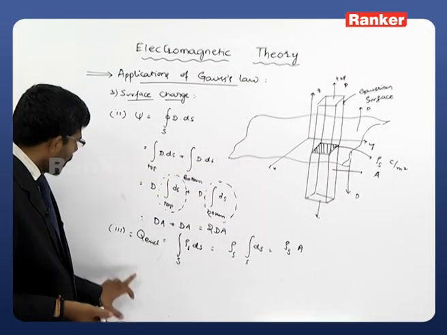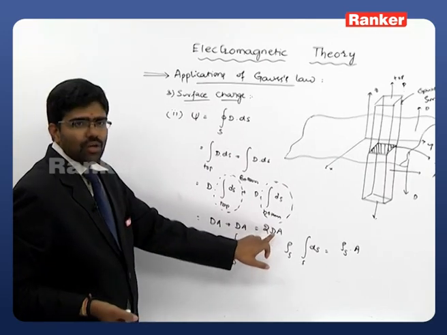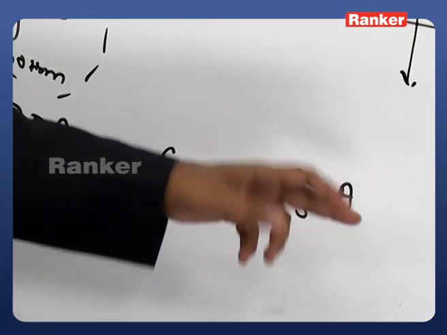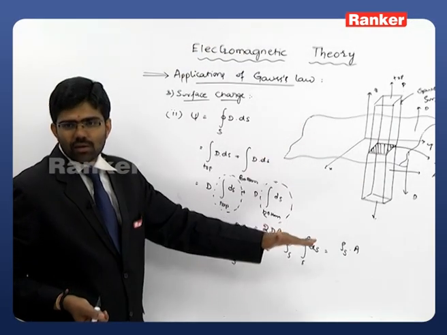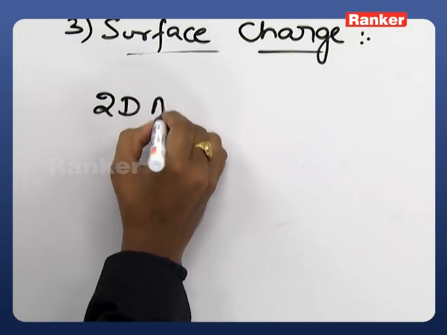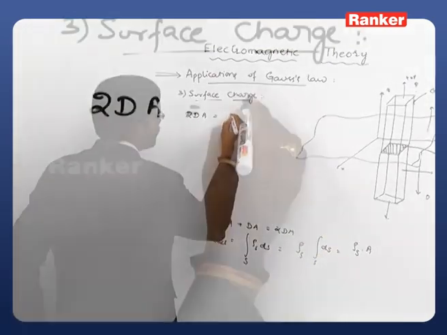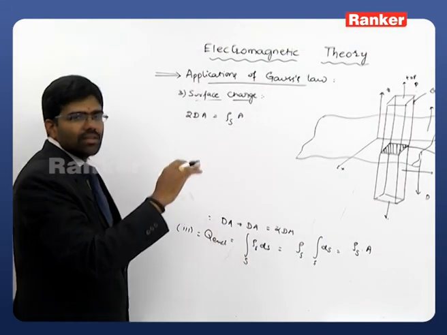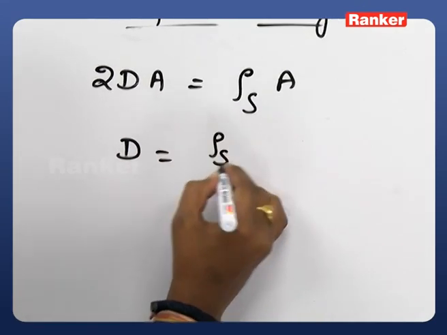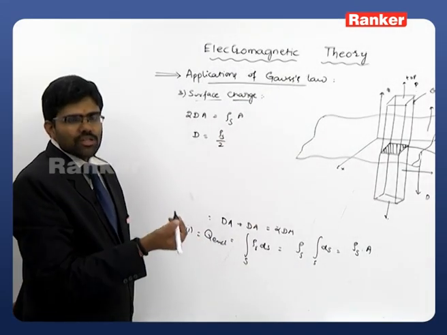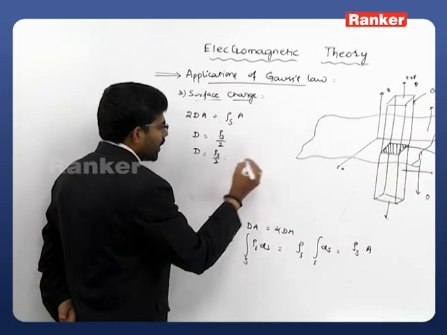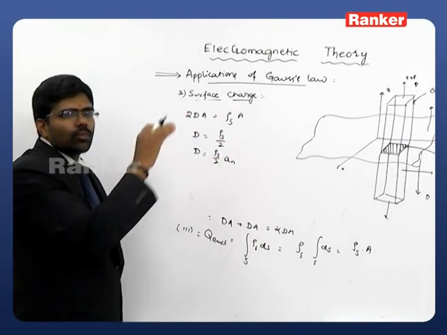Just observe here, this is the total flux leaving through the surface, 2DA. This is the total charge enclosed, which is equal to rho s into A. So as per our Gauss law, the total flux leaving is equal to the charge enclosed. So make these two equal. That is, the total flux leaving, 2DA, is equal to the total charge enclosed, rho s into A, where A is the area of the surface we considered. So A can be cancelled. Then D is simply rho s by 2. Now, if you want the exact direction of D, it is rho s by 2 times a unit vector, so the direction is always normal to the sheet we are considering.